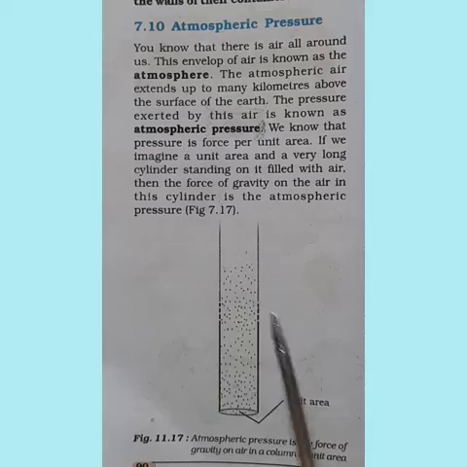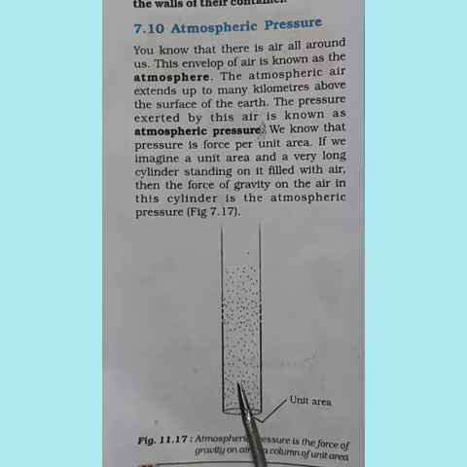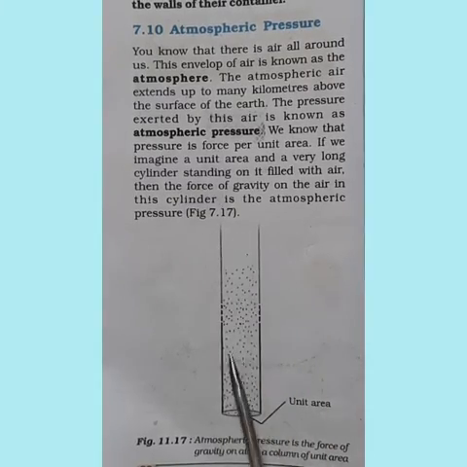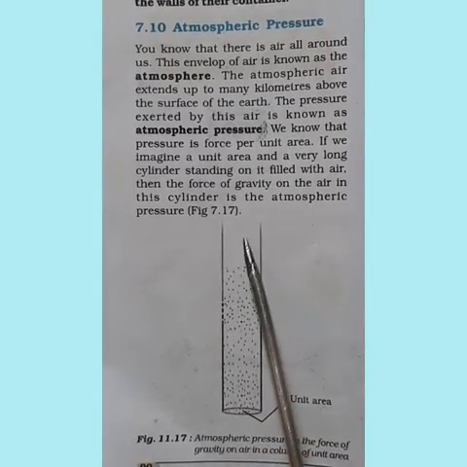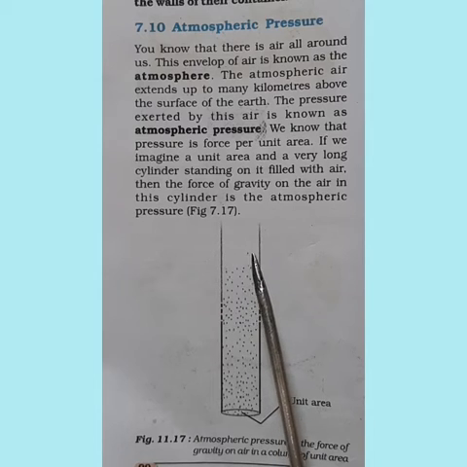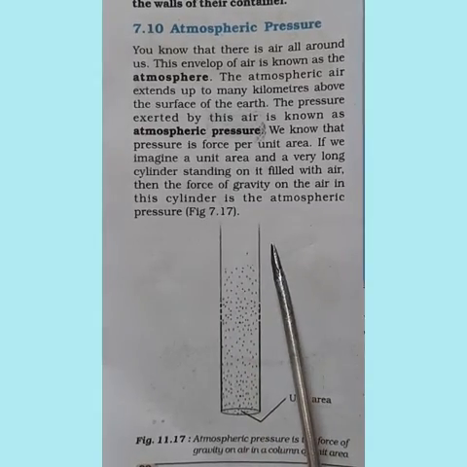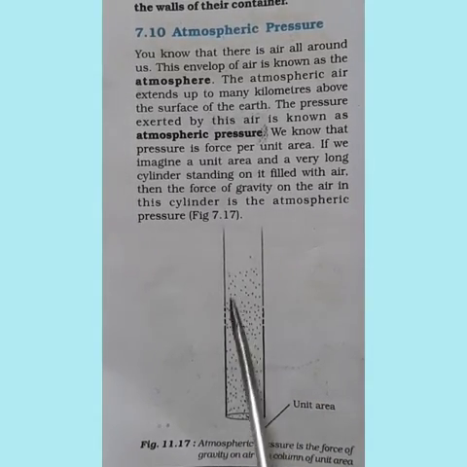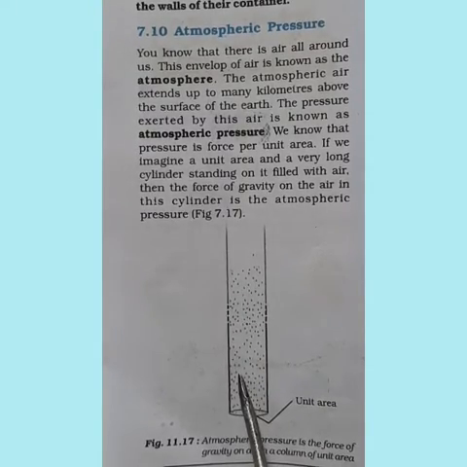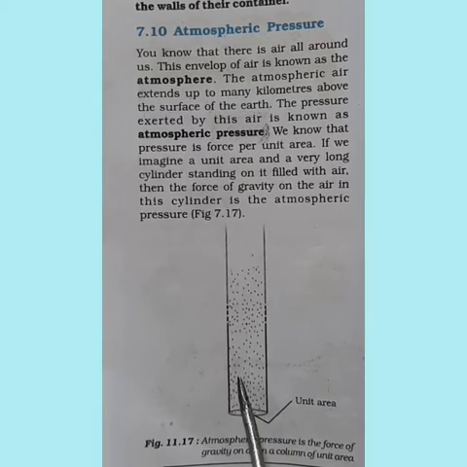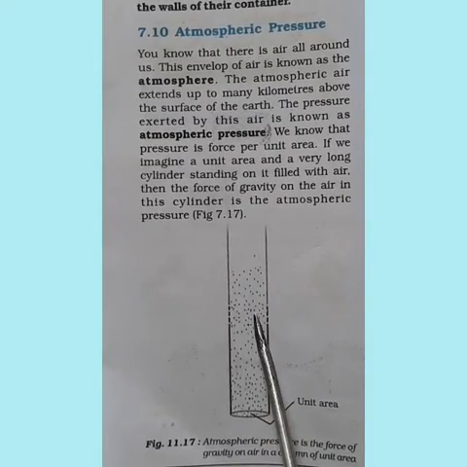If we imagine a unit area and a very long cylinder standing on it filled with air, then the force of gravity on the air in this cylinder is the atmospheric pressure. If this is a unit area, on it a long cylinder is kept and it is filled with air. So the force of gravity on the air in this cylinder is the atmospheric pressure.